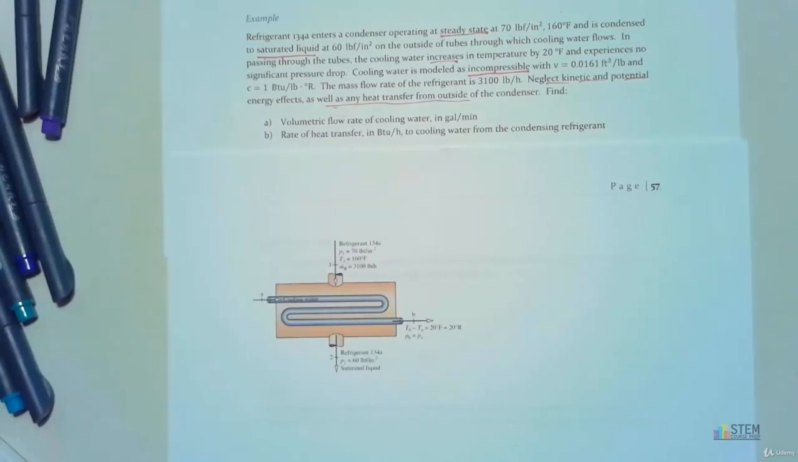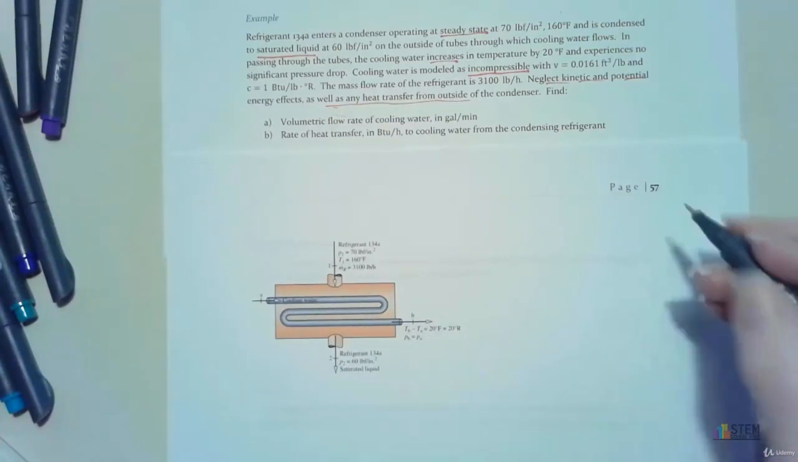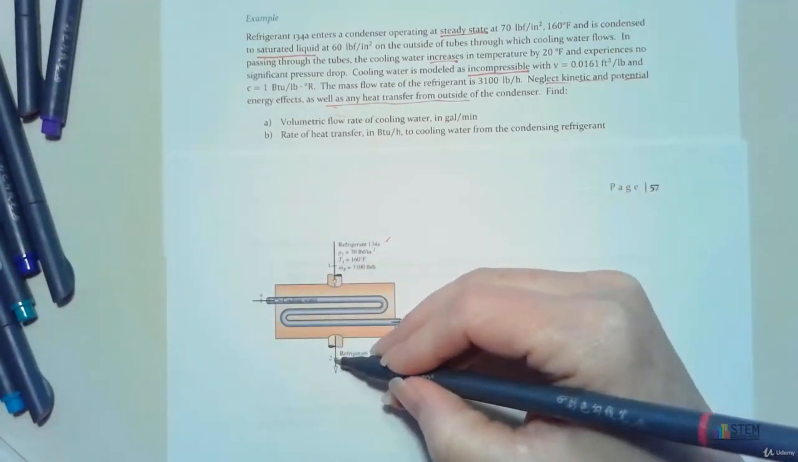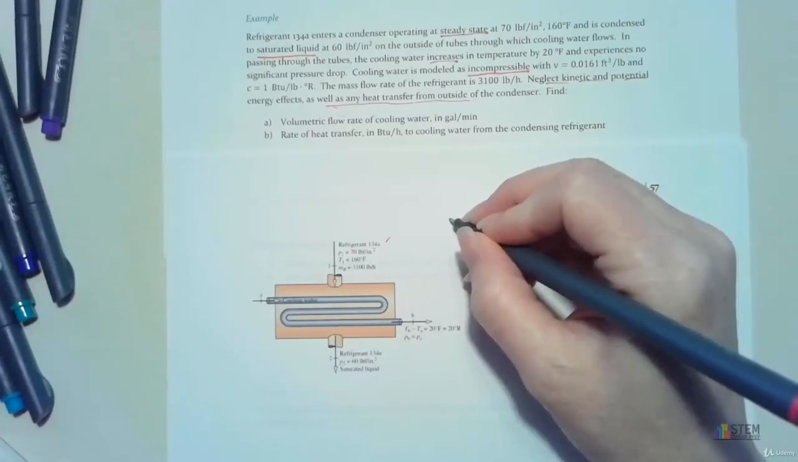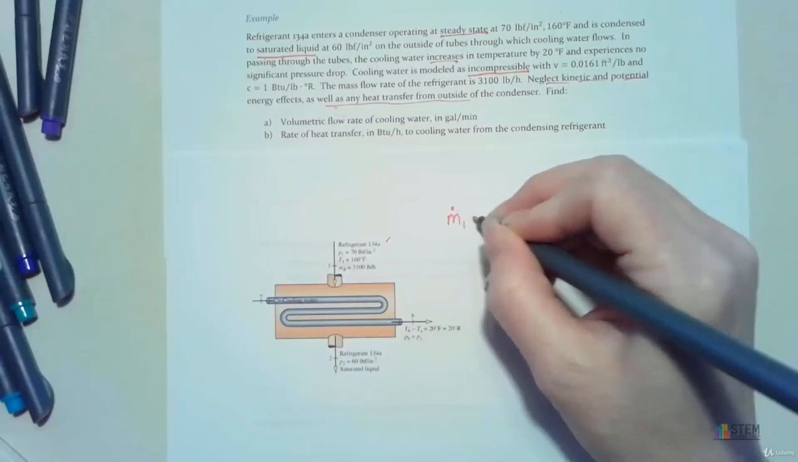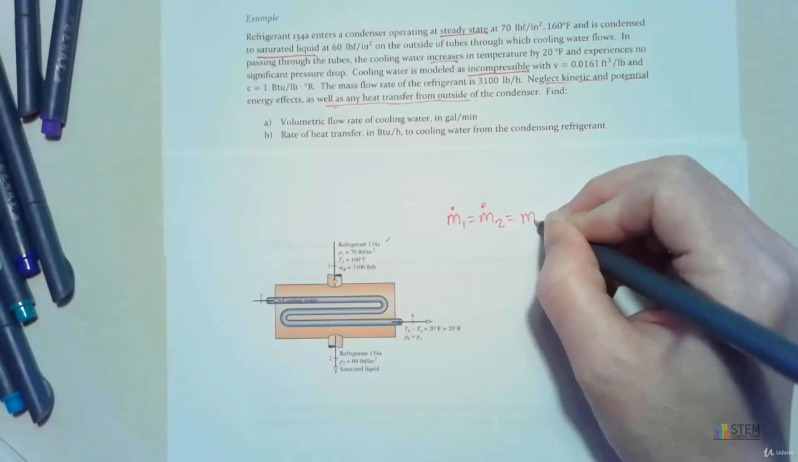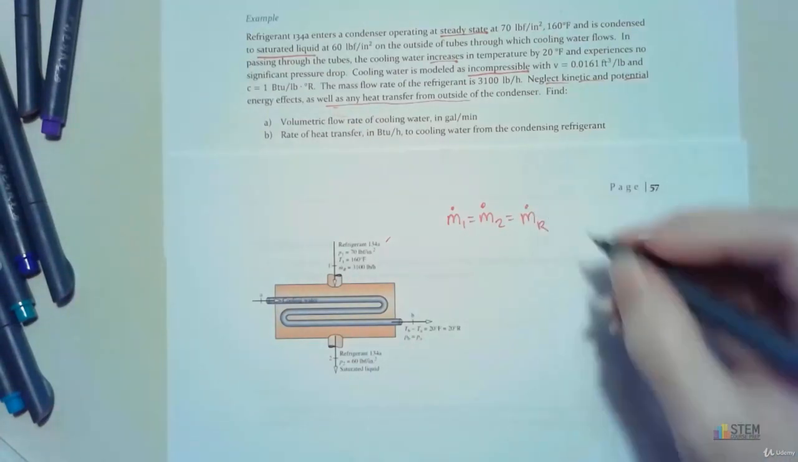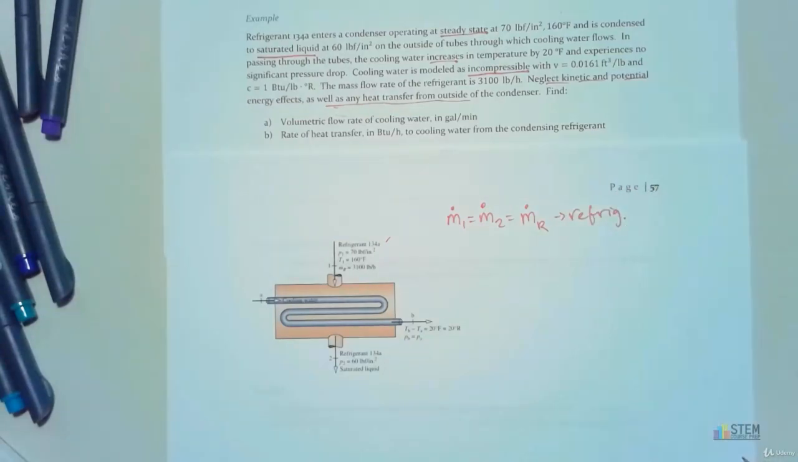Now, first of all, we've got two substances here, so we're going to have to look at mass flow for both of the substances. Let's start with the refrigerant. We're at 1 for the entrance, 2 for the exit for the refrigerant, and we have steady state conditions. So M1 dot has to equal M2 dot. Let's just call it MR dot. That's for the refrigerant.